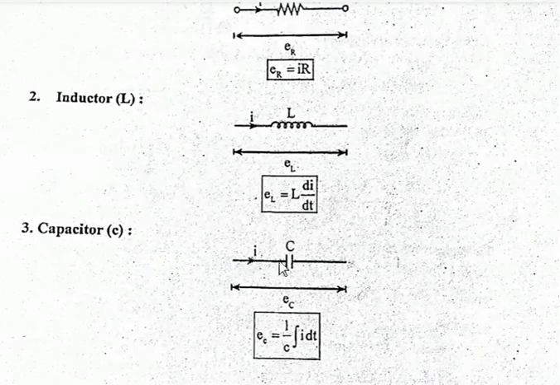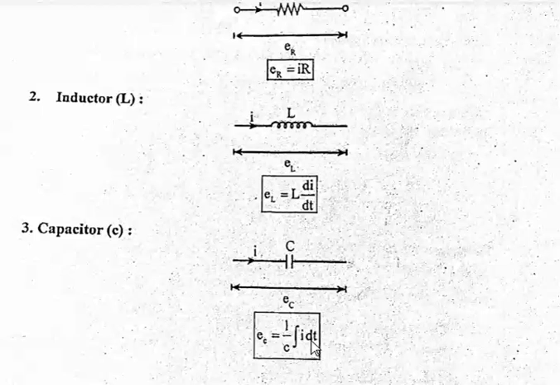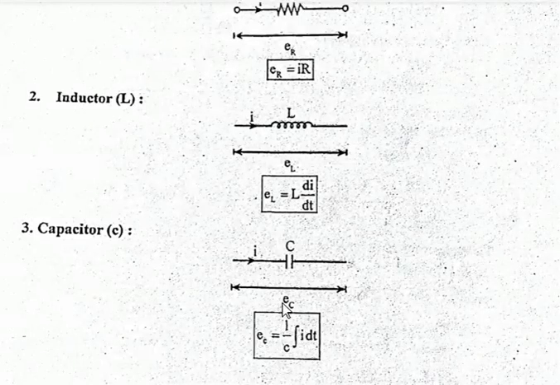capacitor. Here again the characteristics are the same, but it is an integration of I dt. So EC is equal to what? 1 by C into integration of I dt. The characteristic of this capacitor is also the same as that of the inductor. What it does is avoid the fluctuations in the voltages. That's why we take the integration of I dt.